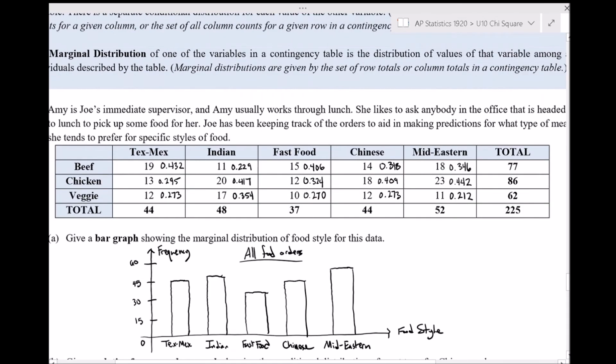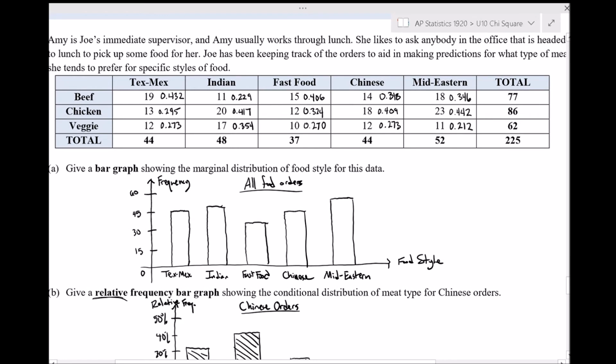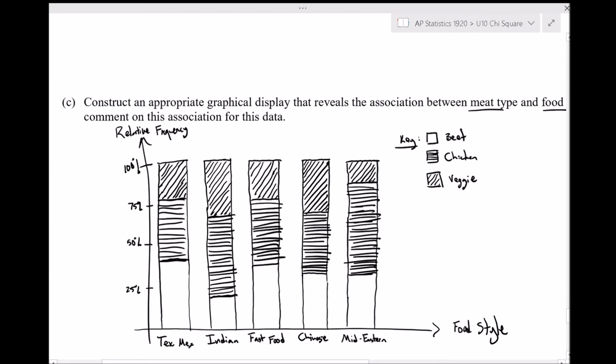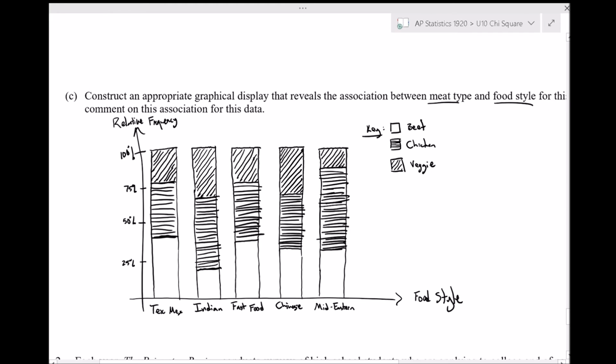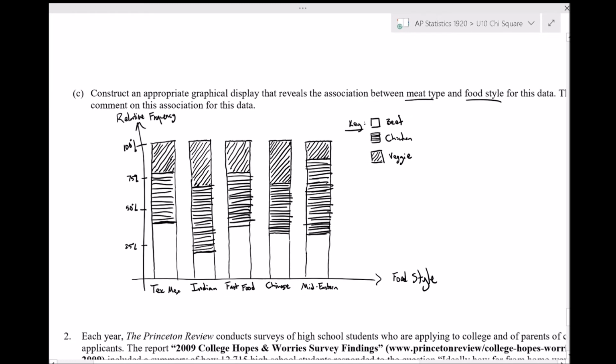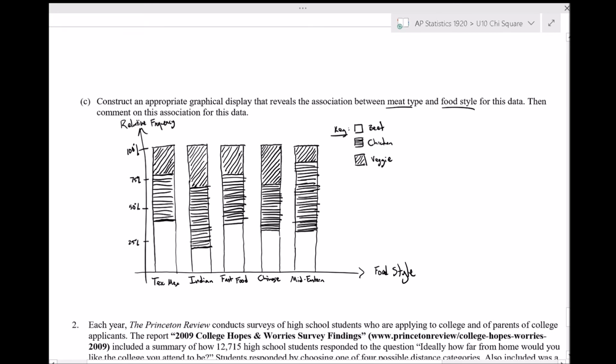And there we go. So that's the whole table completed. What I got to do is transfer that over to the segmented bar graph that's in that problem. And that's it for the side-by-side bar graph. There's an extra little bit of information that we need to give, and it's going to be in the form of a paragraph. It says construct an appropriate graphical display. We chose a segmented bar graph, not a side-by-side bar graph, segmented. And then comment on the association between meat type and food style.